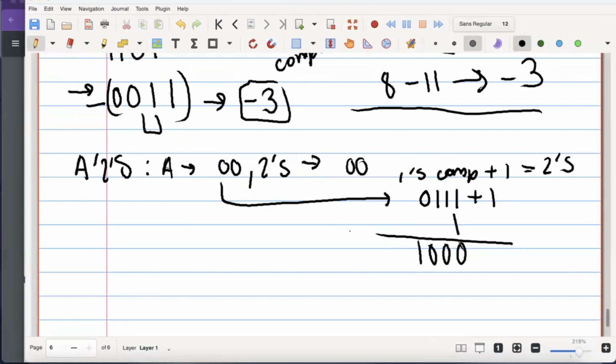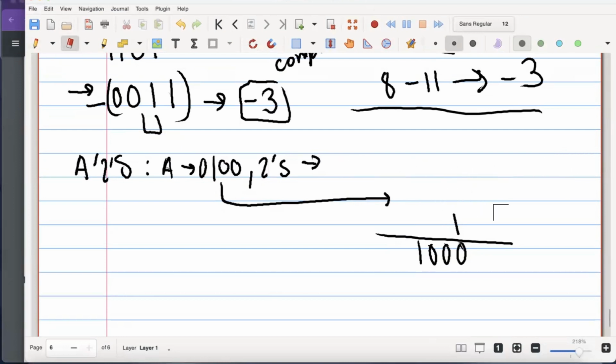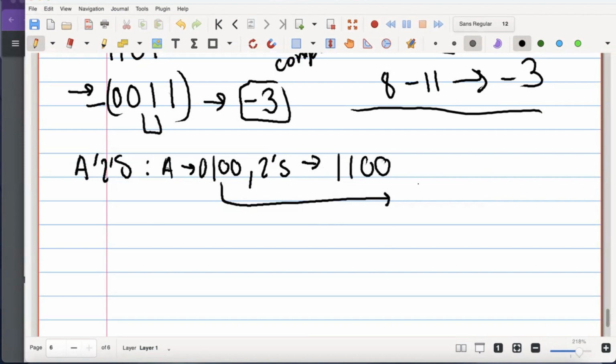I'm gonna change A to be 0, 1, just for this example, just so I can show you guys. But since it's on the edge of the interval, it won't work out. But let's just pretend A is now valued as 4. Taking its 2's complement would be 1, 1, 0, 0. Okay, so now we're gonna do negative A minus B.